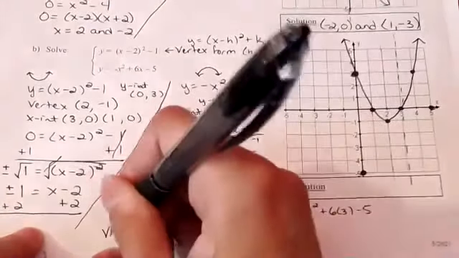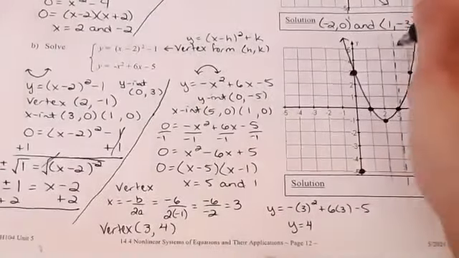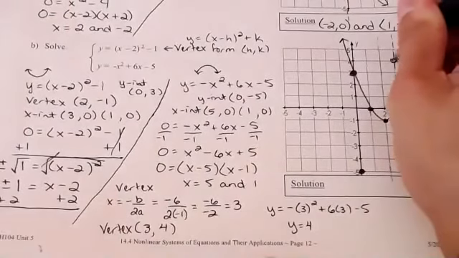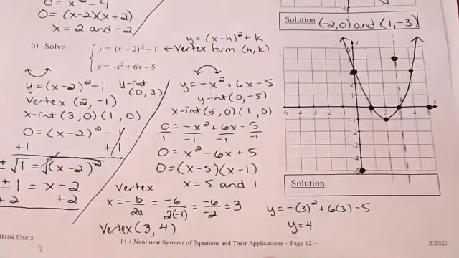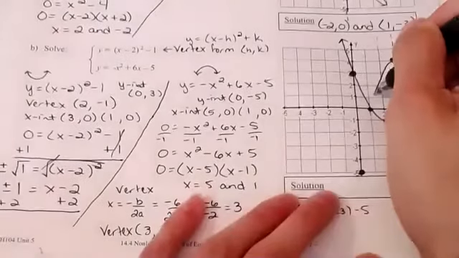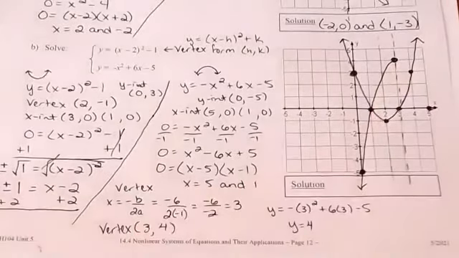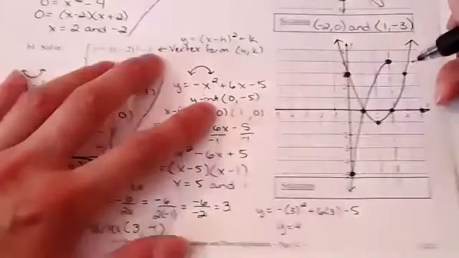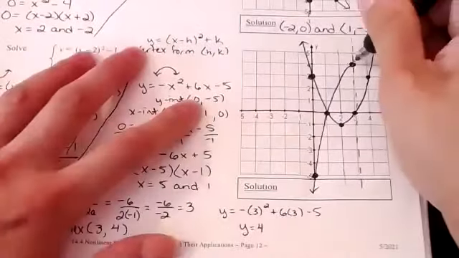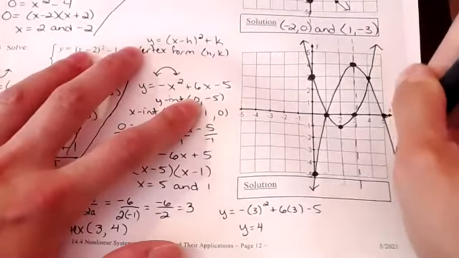So here's my vertex, 3, 4. Let's go ahead and plot that point here. And now let's connect them. So it's looking like I go through here. That looks good so far. And now I'm going to connect on the other side. And it kind of looks like it goes through that point also.